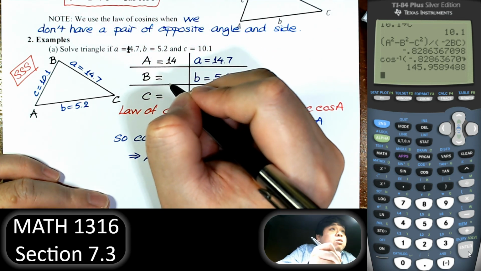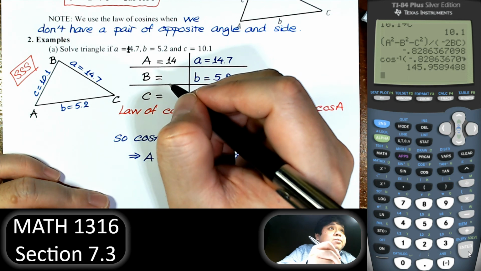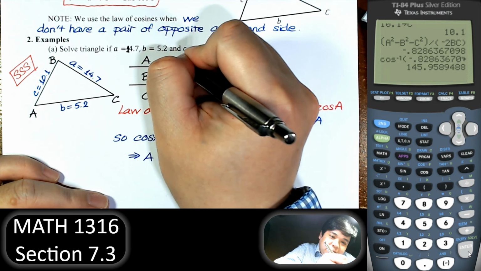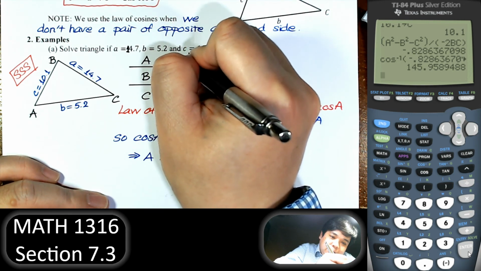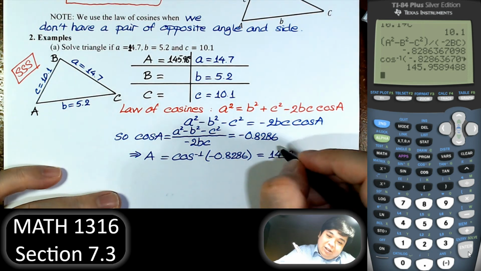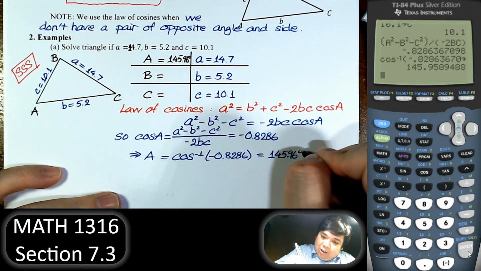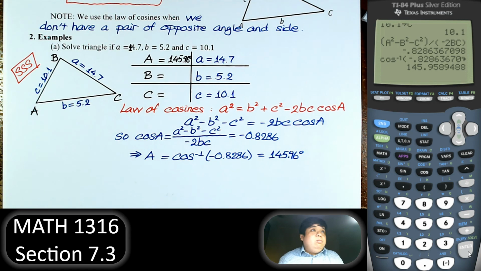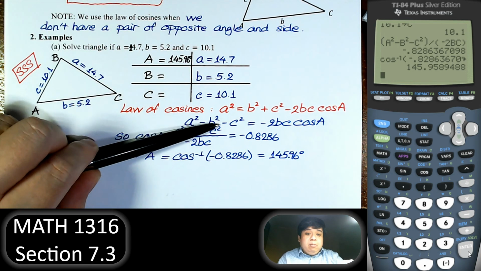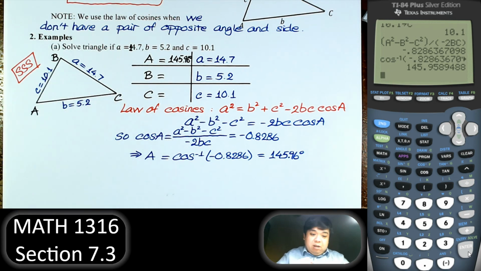Sorry, 145.96 degrees. Right, so that's it. Now, of course, we can do the same thing to find angle B. But if we want to find angle B, we start with the side b.